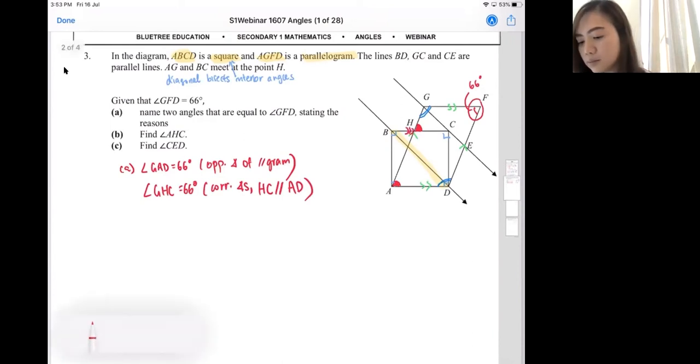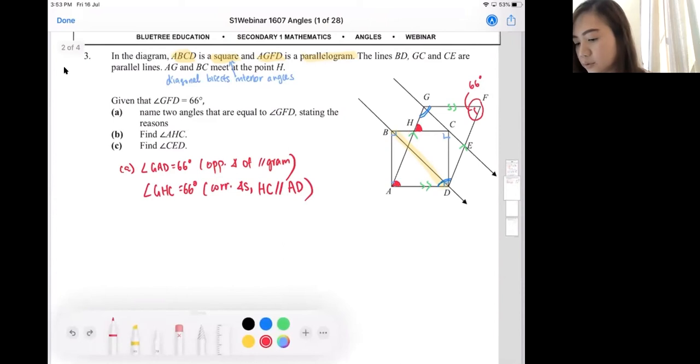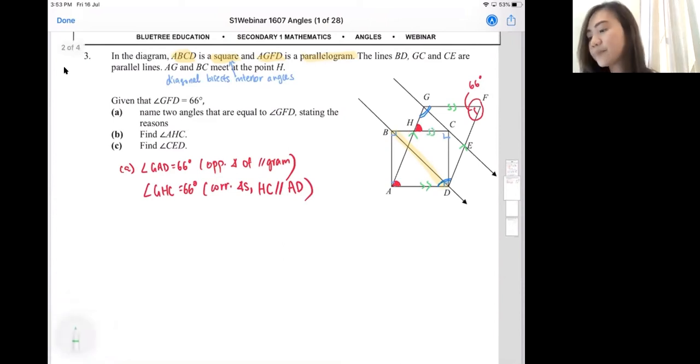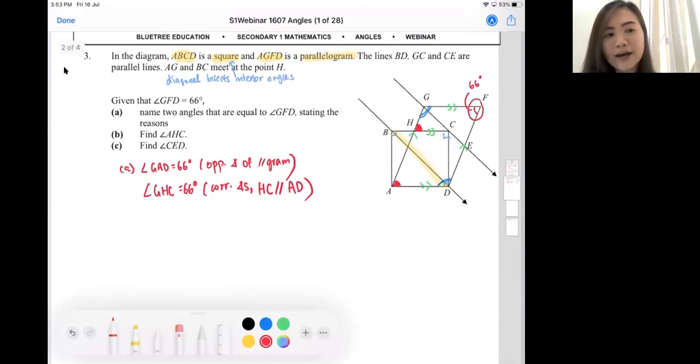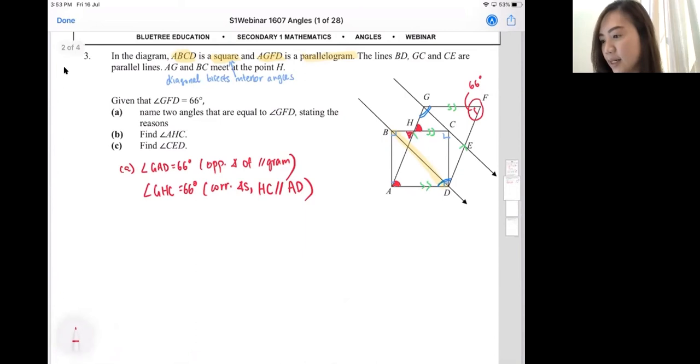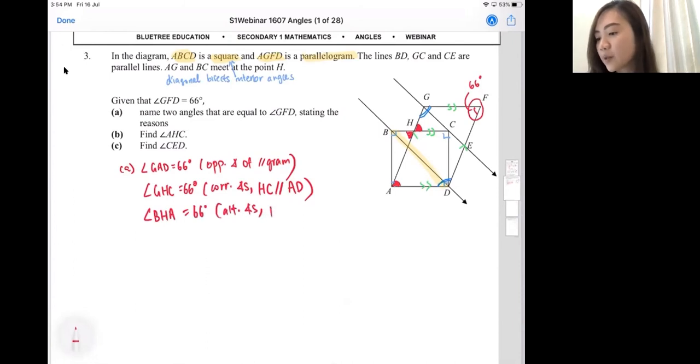are parallel. Maybe I use this. So opposite sides of a square are parallel. So AD is parallel to BC, and therefore we can use corresponding angles like this. BHA, yes, very good. Well done. I have another answer from Lei Ping. BHA, very good. BHA is also 66. Alternate angles. Very good. Y'all can come up with a lot of answers. Well done.